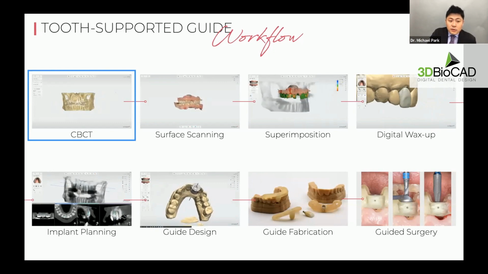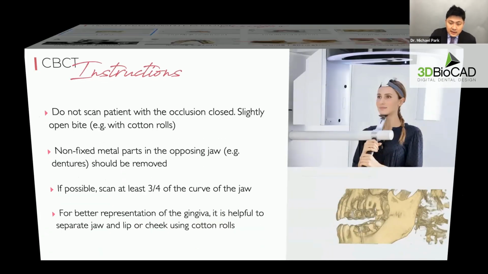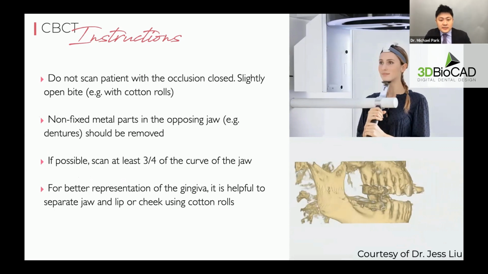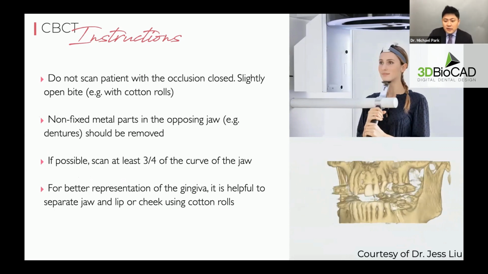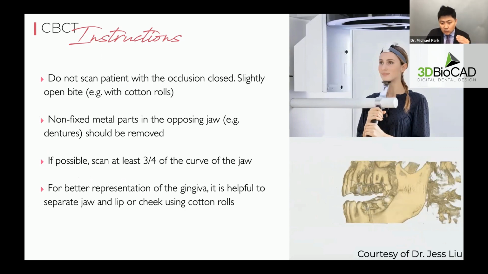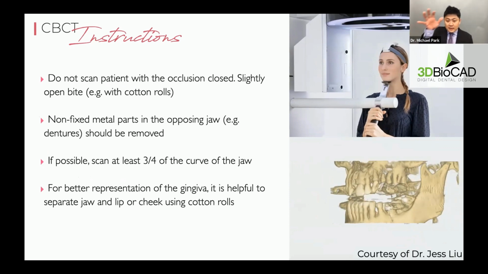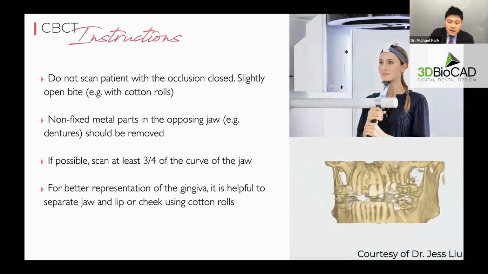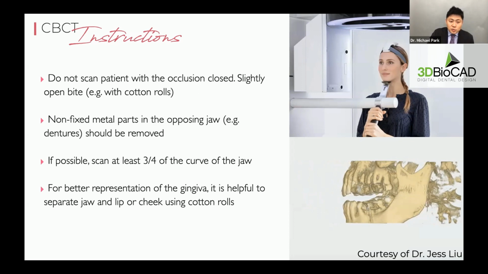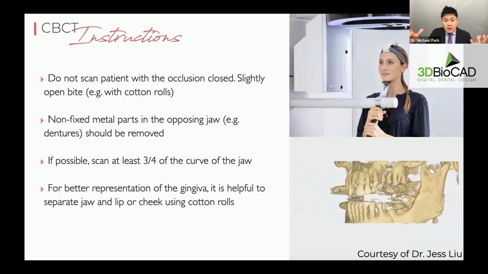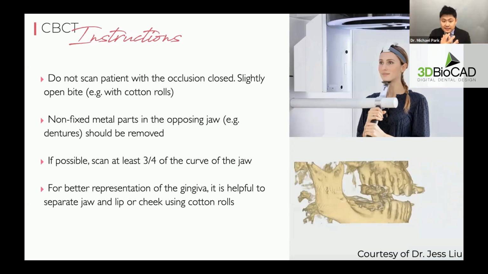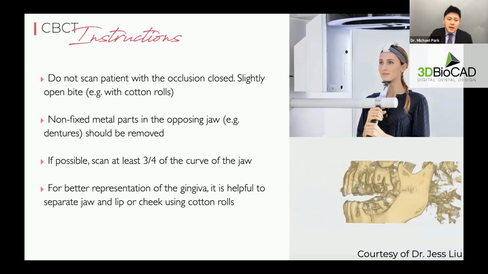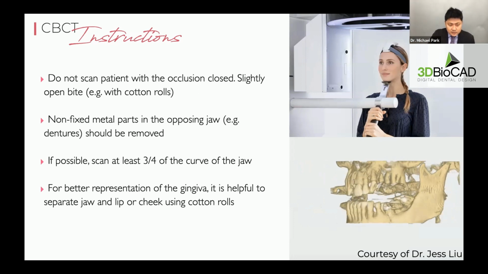So the first thing that we are going to do is a CBCT scan. There are some instructions that we need to follow when we are taking a CBCT. We want to make sure that the patient's bite is not completely closed, because when the patient is biting down all the way, we're not able to see the occlusal anatomy of the teeth. So when we are superimposing the surface scan with a CT scan in the later stages, it will be much more difficult. So we want the bite to be slightly open, and we do this by using cotton rolls.